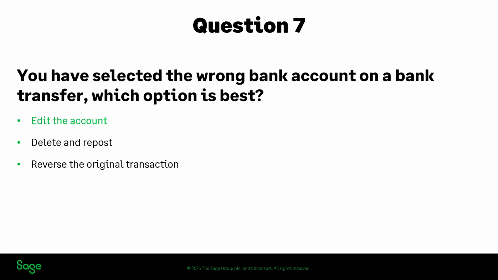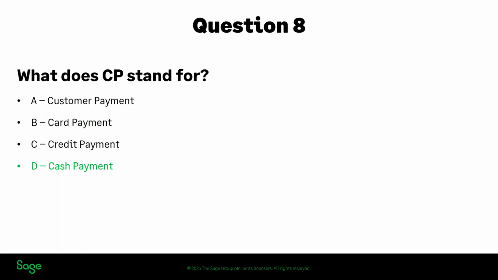And then the final question in this round, what does CP stand for? It is cash payment. Now you'll only see a CP transaction when you go into the bank accounts area. You select an account which is specifically flagged as a cash account. So a bank record flagged as a cash account.